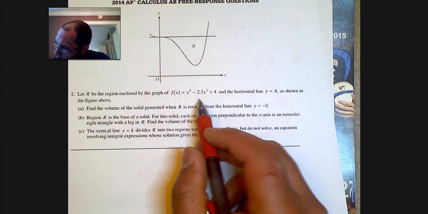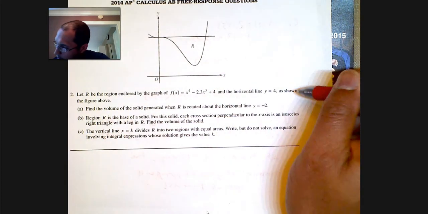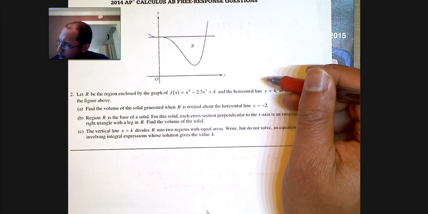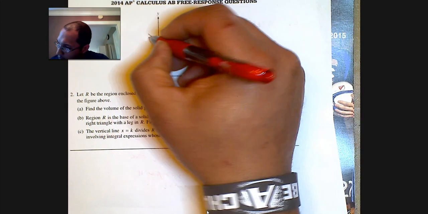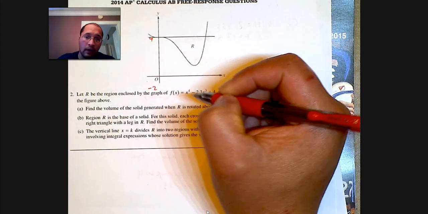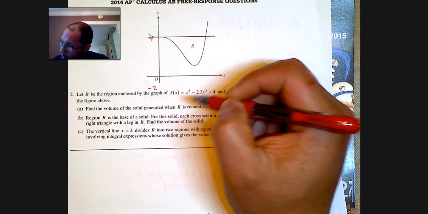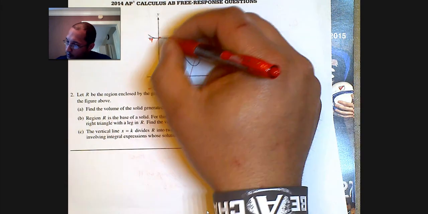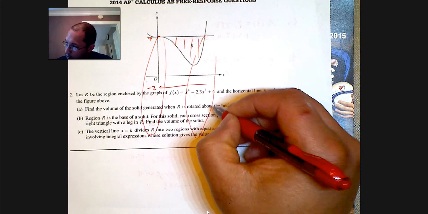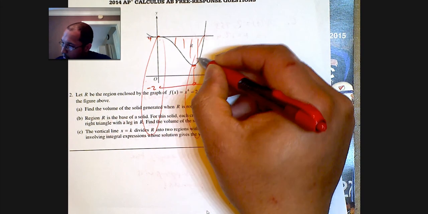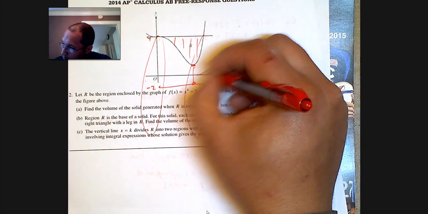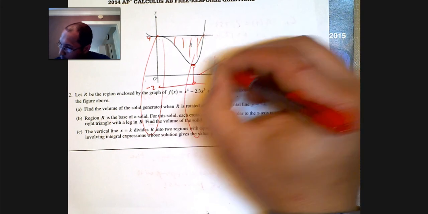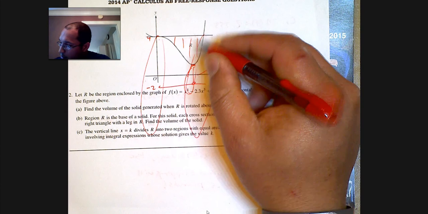Alright, so let R be the region of that, and the horizontal line y equals 4. Find the volume of the solid generated when R is rotated about the horizontal line y equals -2. Okay, so that's 4, and -2 is way down here. So that region is basically going to be all this rotated in a big old circle. Your small radius is going to be the function f of x minus -2, and your big radius is going to be 4 minus -2.